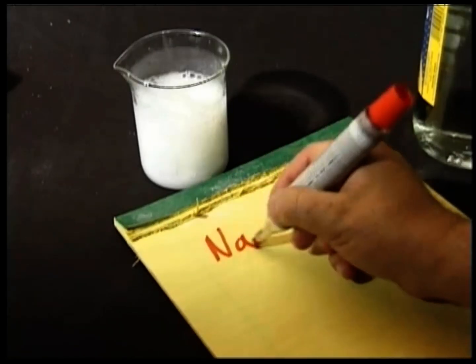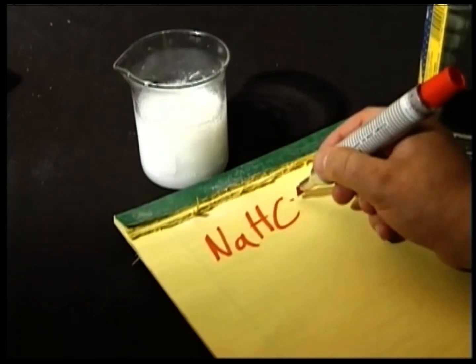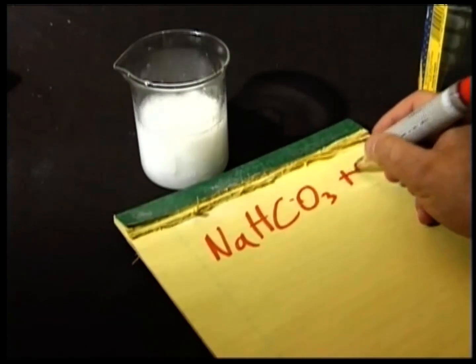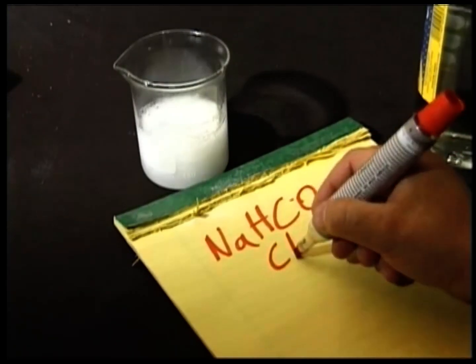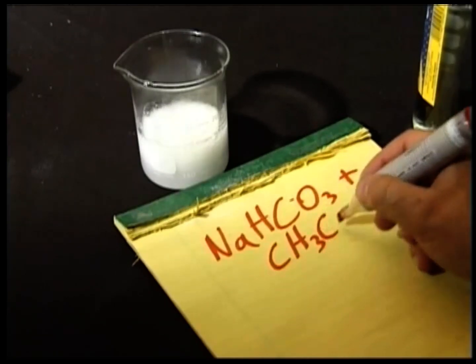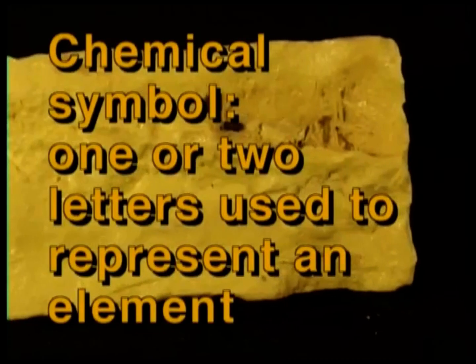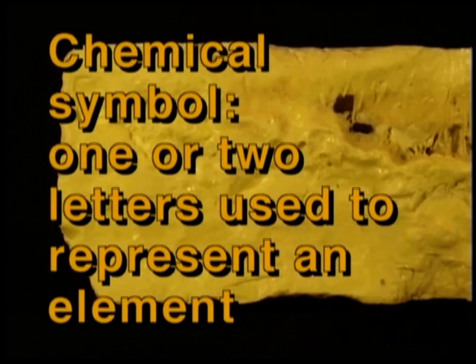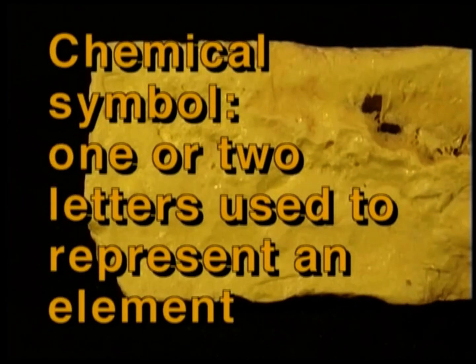In order to work more easily with elements, scientists have developed a system of letters and numbers, or chemical symbols, used to represent elements. Chemical symbols use one or two letters from the name of the element. For example, the element sulfur, shown here, is symbolized by the letter S.